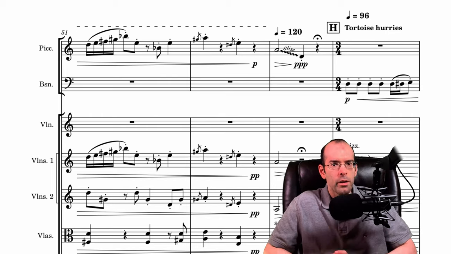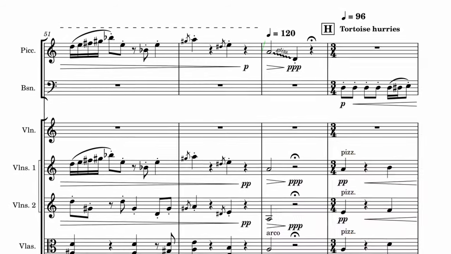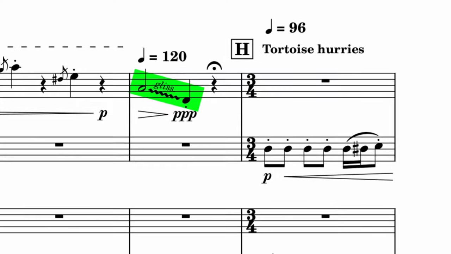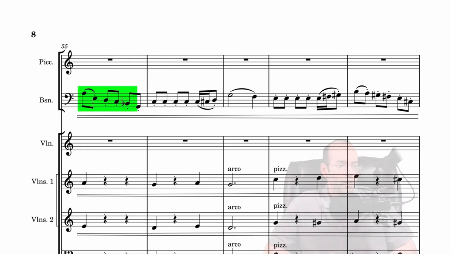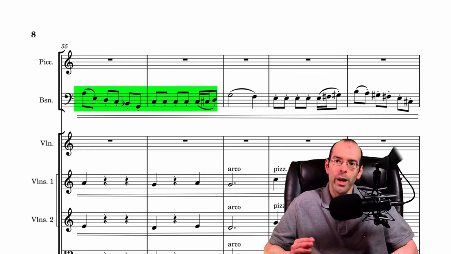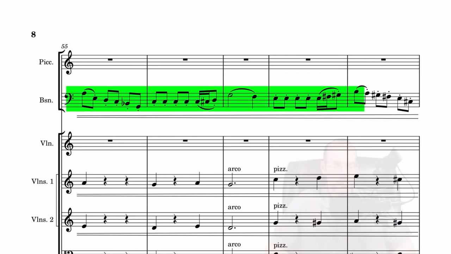So I want to point out this clever section of the piece where the hare is taking a nap. So you can hear how the tempo has increased, which represents how the tortoise is trying to hurry up.